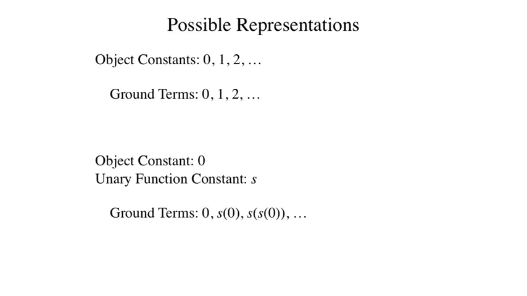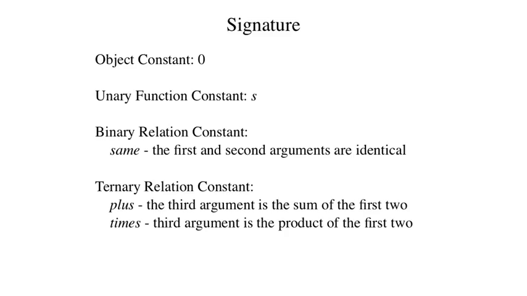An alternative approach is to represent numbers using a single object constant, let's say 0, and a single unary function constant, let's say s for successor. We can then represent every number n by applying the function constant s to 0 n times. In this encoding, for example, s of 0 represents 1, s of s of 0 represents 2, and so forth. With this encoding, we automatically get an infinite universe of terms, and we can axiomatize arithmetic with only finitely many sentences. What follows, we're going to use this second approach.